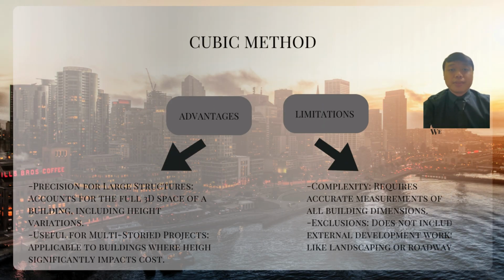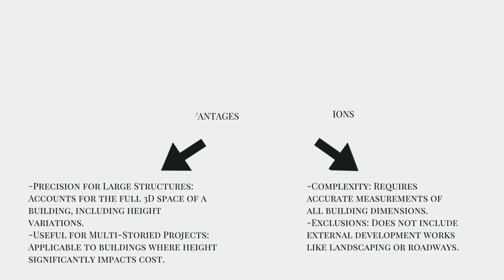Number 3 is cubic method. Advantages: precision for large structures. Accounts for the full 3D space of a building, including height variations. Useful for multi-storey projects. Applicable to buildings where heights significantly impact costs. Limitation: complexity, requires accurate measurement of all the building's dimensions. Exclusion: does not include external development works like landscaping or roadways.